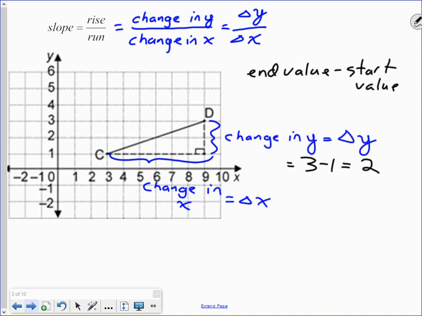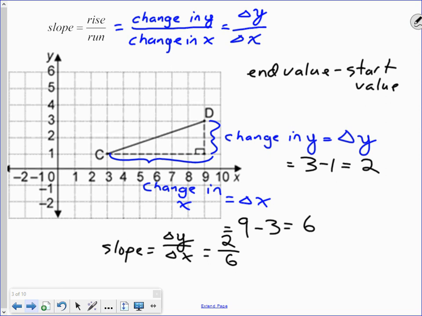For our x, we end up on an x value of 9. We started at an x value of 3 at point C. So 9 minus 3 is 6. So our slope, change in y over change in x, is 2 over 6. Okay. And we're not going to leave it as 2 over 6.